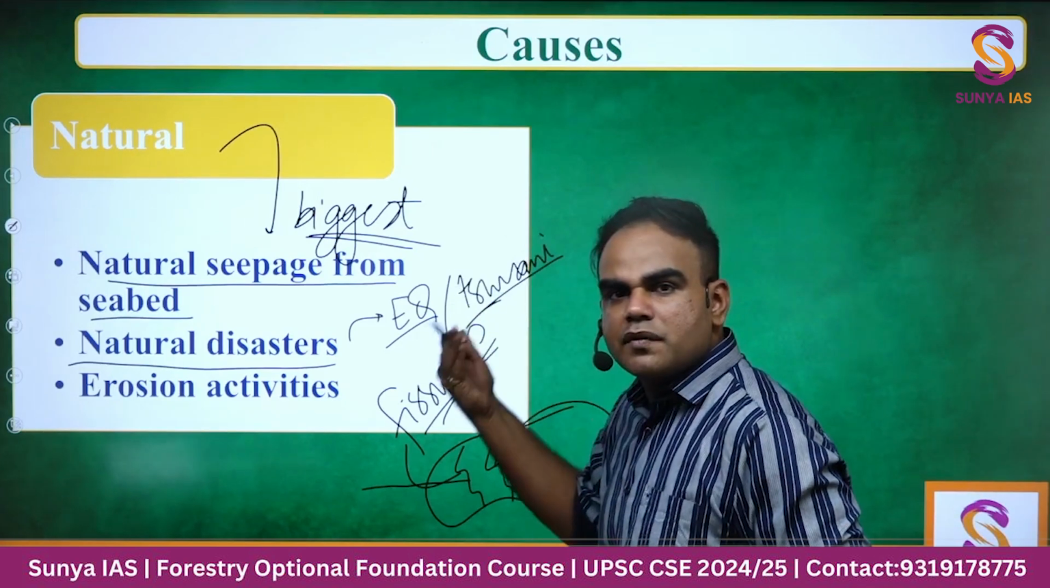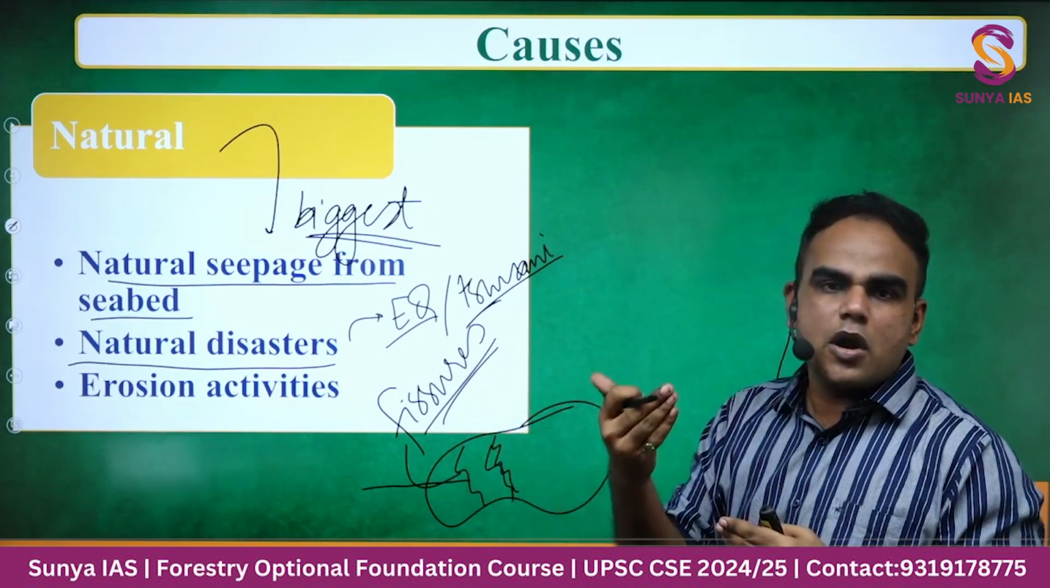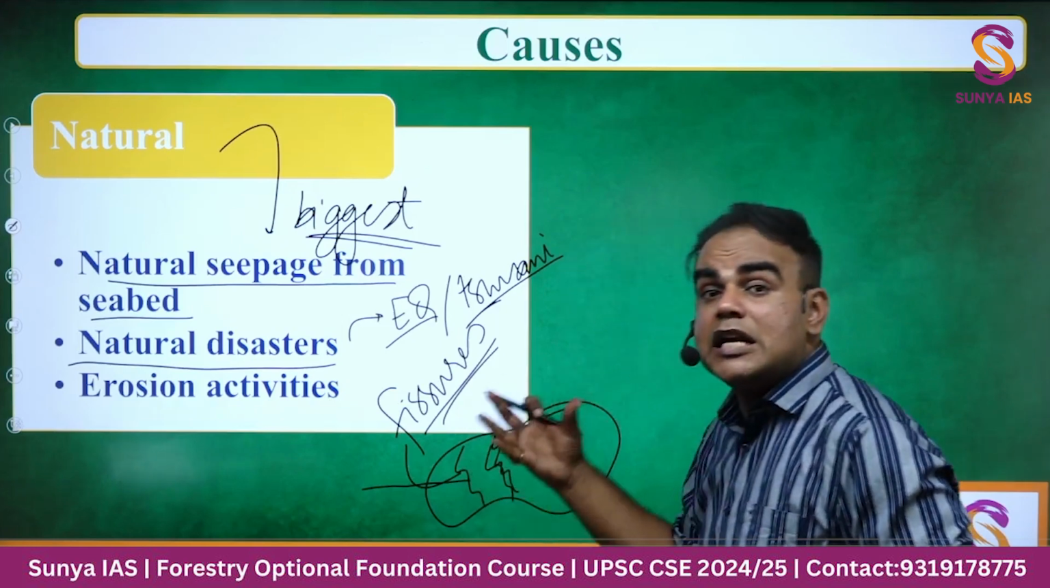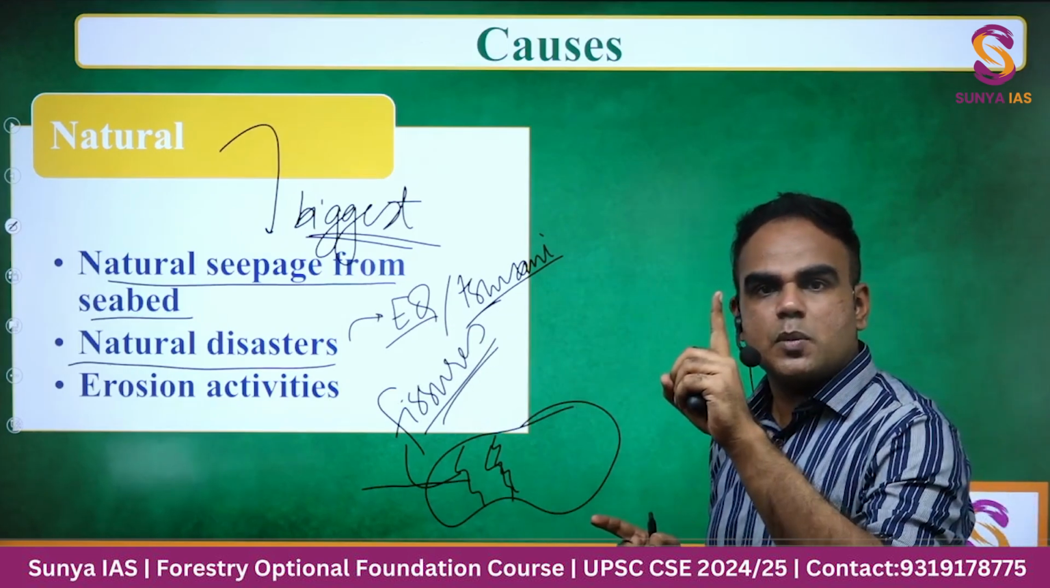What will happen because of this? There will be constant rupture. So whatever deposits there are, they will finally be broken off, and this will lead to release of oil. Again a problem. So natural disaster is also a consequence.